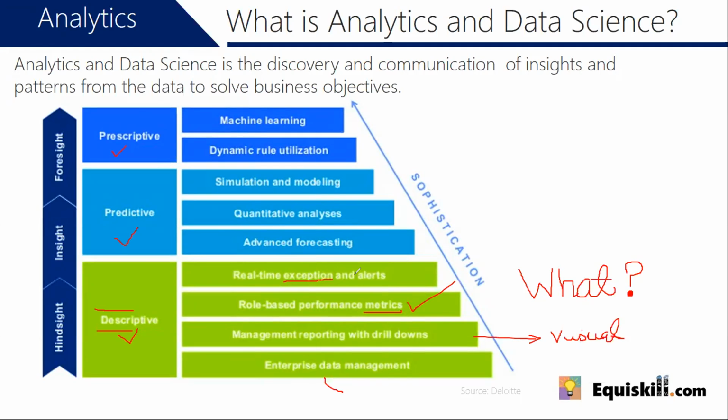For example, if stocks in your store at Walmart are below a certain level for a particular product, you might get an alert. So whenever you talk about what's going on in my business today, you're describing in hindsight what happened in the past week or past month. And when you do that, what you're doing is descriptive analytics.